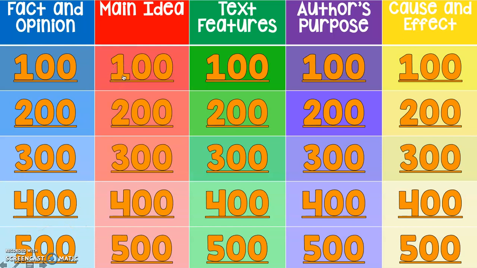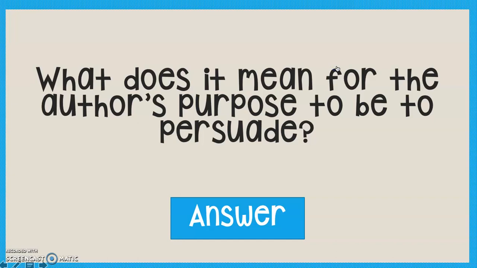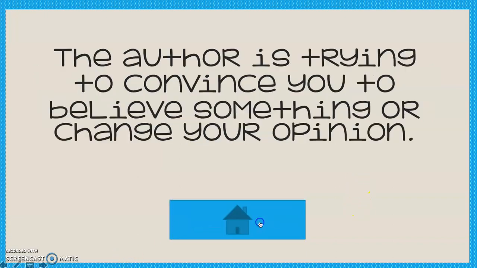Let's start with author's purpose 100. What does it mean for the author's purpose to be to persuade? So what does that mean if the author's purpose is to persuade you? What is the author trying to do? Go ahead and write that down. If you need to pause it right now, go ahead and do that. Right, our answer: the author is trying to convince you to believe something or change your opinion.